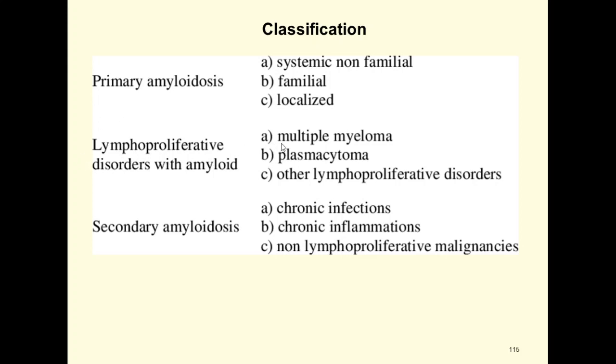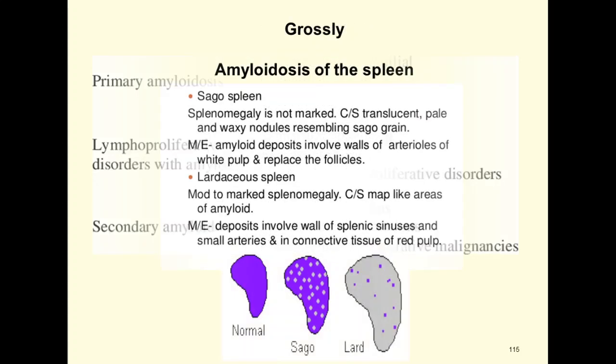Lymphoproliferative disorders, classically plasmacytoma. Plasmacytoma is the focal form of multiple myeloma, so the disease is the same. When we have a local form, this is plasmacytoma, which derives from plasmocytes. When we have systemic changes, this is multiple myeloma. Okay, I hope this is clear and we can move on.